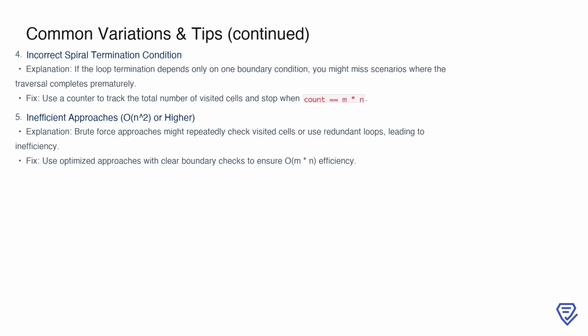Inefficient approaches can also be problematic, especially those with time complexity of O(n²) or worse. For example, brute force solutions that repeatedly check visited cells or perform redundant operations significantly slow down the traversal. To ensure efficiency, focus on clear boundary updates and avoid revisiting cells, aiming for an O(m*n) solution.